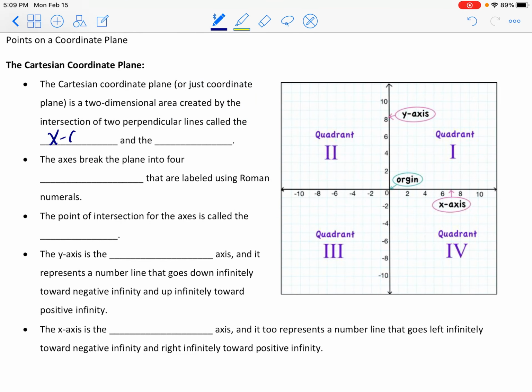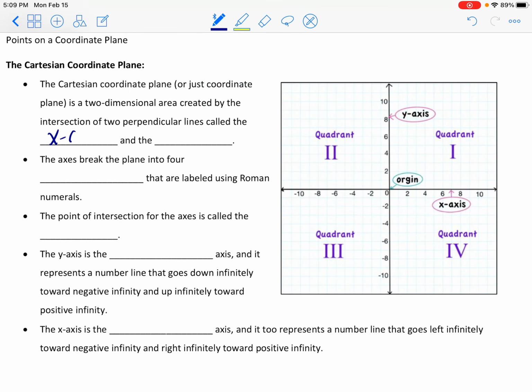Coordinates or points are plotted on this coordinate plane using the origin as the point of reference, or like the starting point. Our points, coordinates, or ordered pairs are written in this form, where we have an x value and then we have a y value. The x value in that coordinate, the first number that we see in our ordered pair, indicates how far to the left or right our coordinate should be moving from the origin.